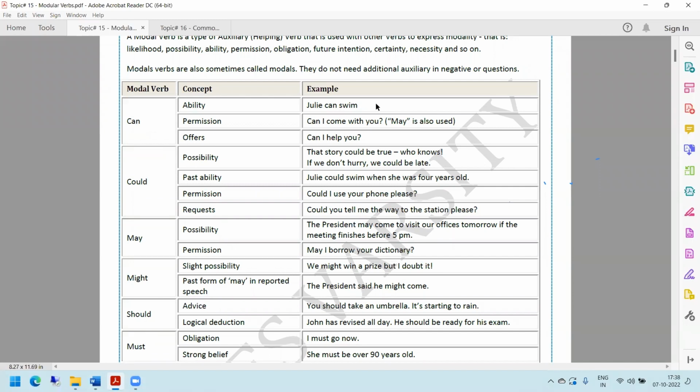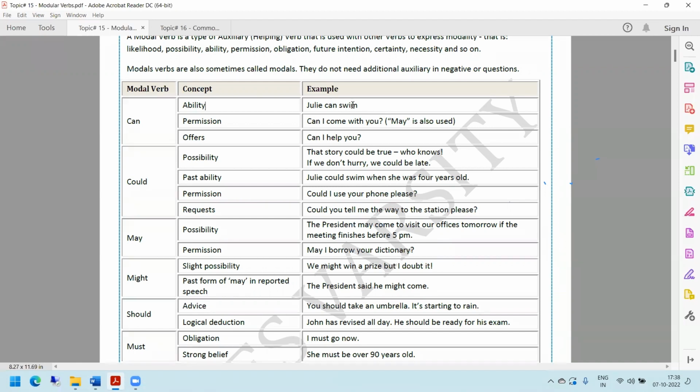Julie can swim. That is showing ability. So we can say Julie is able to swim, right? In other words, if you say Julie can swim, it means she is able to swim. So the word can is used as a modal verb to express ability, whether Julie is able to swim or not.